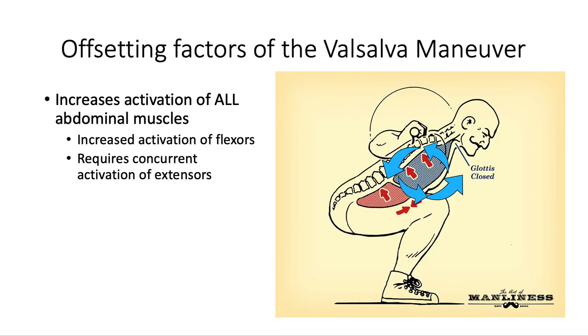One offsetting factor of the Valsalva maneuver is that it increases the activation of all of the abdominal musculature, meaning there is no recruitment of individual musculature. This means that it will increase the activation of flexors. In order to counterbalance that, your body will concurrently activate the extensor musculature. And that is exactly what we want to avoid with lifting. So this is one of the offsetting factors of the Valsalva maneuver.